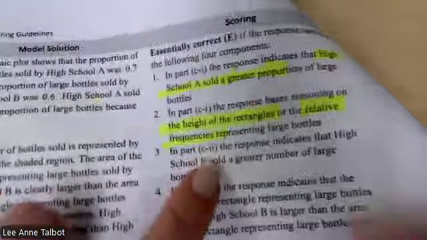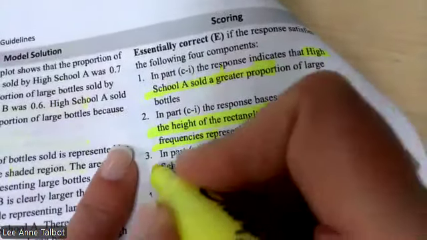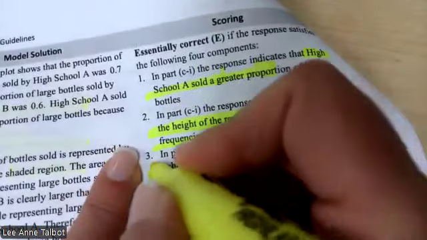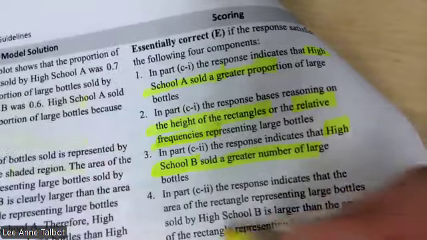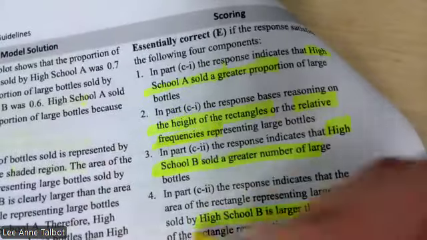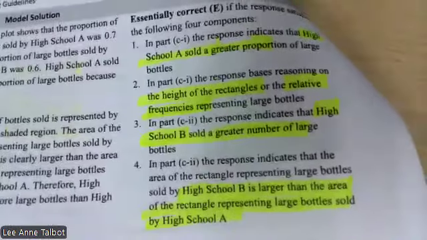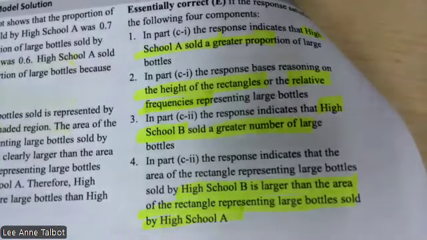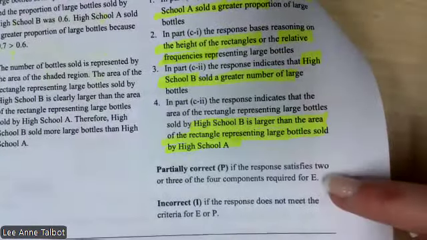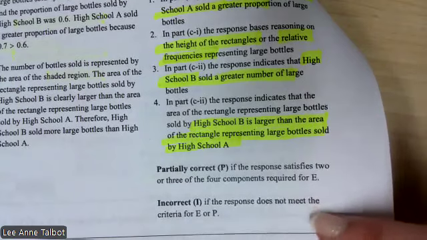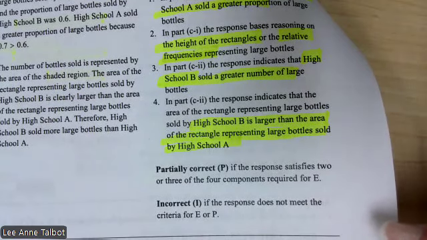Okay. In part C2, high school B sold a greater number of large bottles. And then you need to say high school B's area is larger than high school A's area. If you did all 4 of those, that's an E. 2 or 3 of those is a P. 1 or 0 of those is an I.